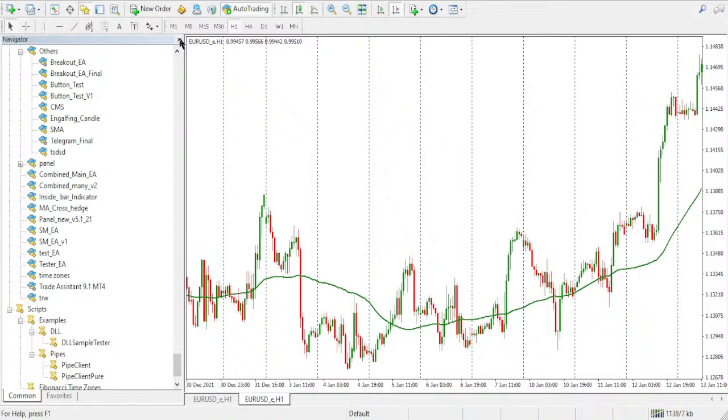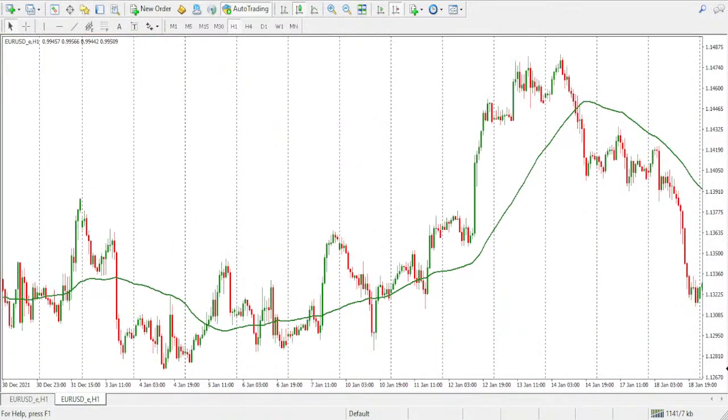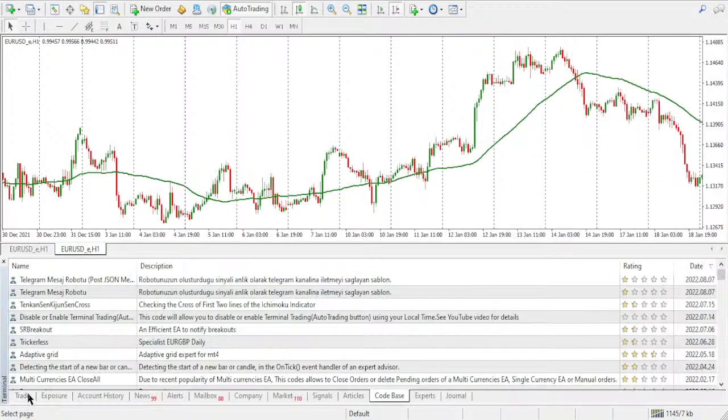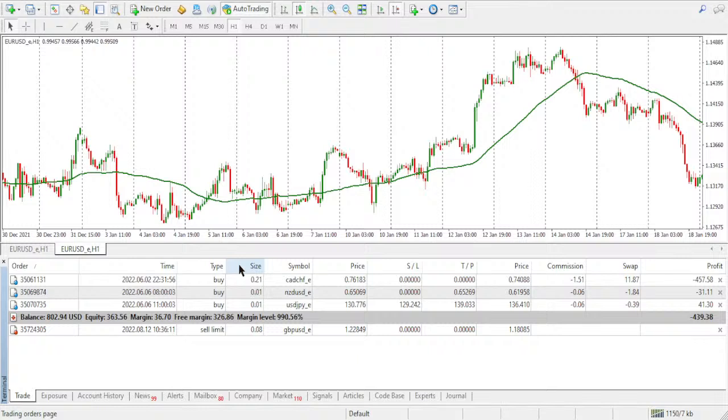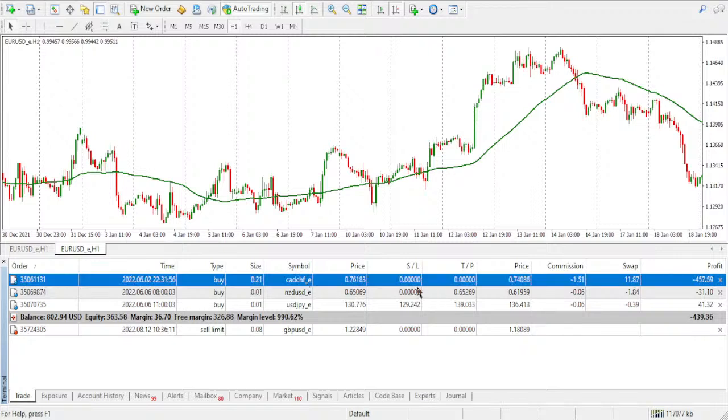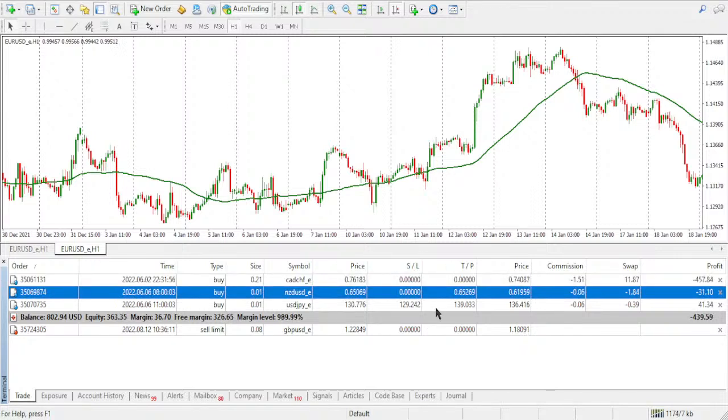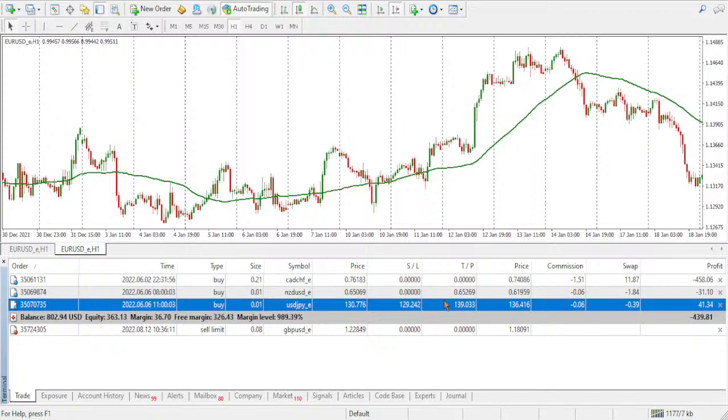So look at my charts right now. Just look at what I'm going to do here. You see here, this is a demo account. First of all, this is the balance that is there. These are very bad trades. You can see there's no stop loss. This has a take profit, there's no stop loss. This has a take profit and a stop loss at the same time.